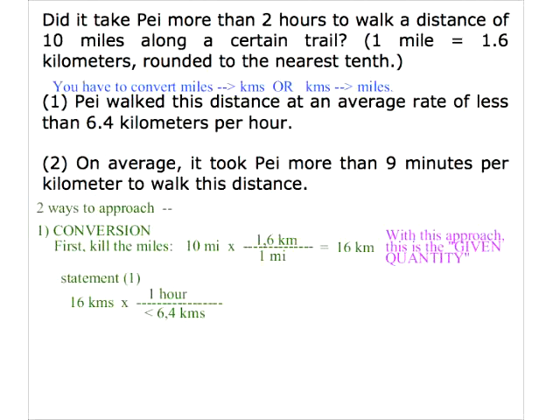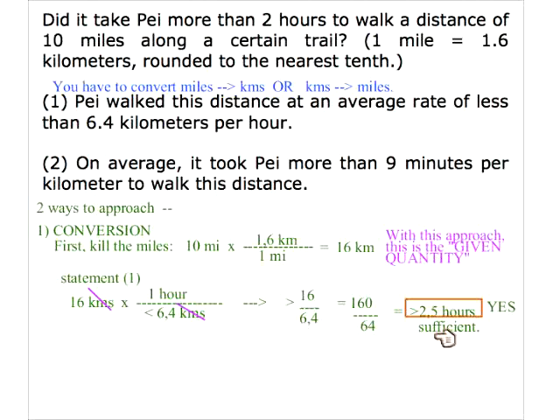So this is going to give you more than. And then we have to just do the arithmetic. So the kilometers are gone, and so 16 over 6.4. You guys see how it's going to work out. So that means 160 over 64, which looks like we can divide that by 16. So that's 10 over 4. That looks like it's more than 2.5 hours. So this is going to be sufficient because the question is, did Pay take more than 2 hours? So this would be sufficient because that's a yes.